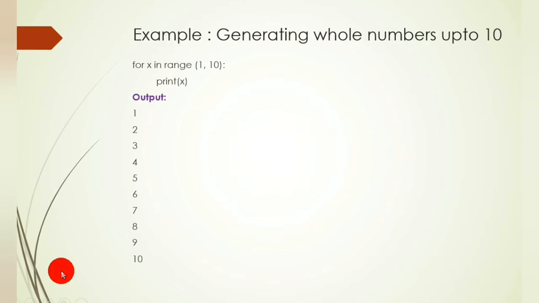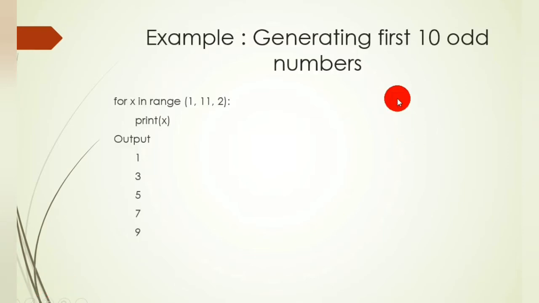You can see one more example for the range function: generating the first 10 odd numbers. We know what the odd numbers are: 1, 3, 5, 7, 9, 11 and so on. How can you find out which one is an odd number and which is an even number? We just divide that number by 2. If the remainder is 0, that is known as an even number. If we get some other remainder value, then that number is known as an odd number.